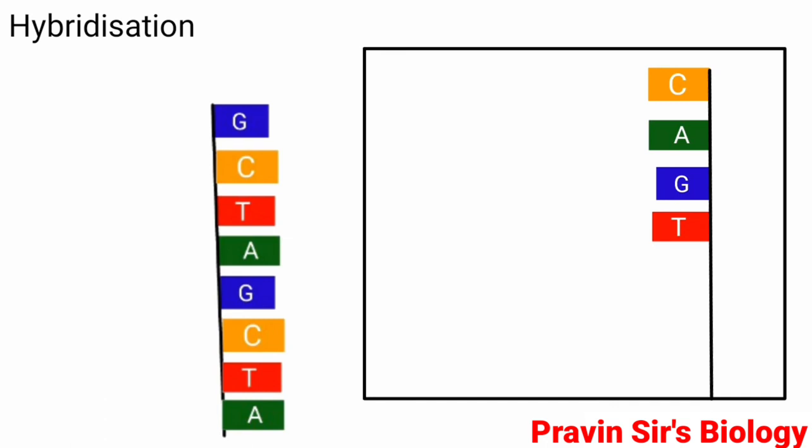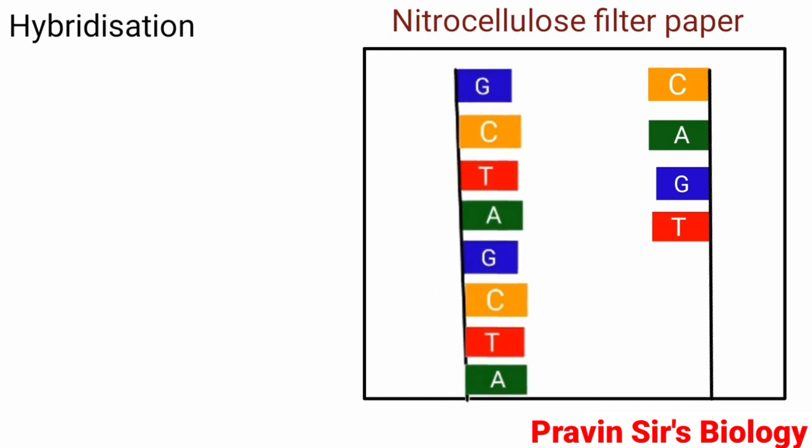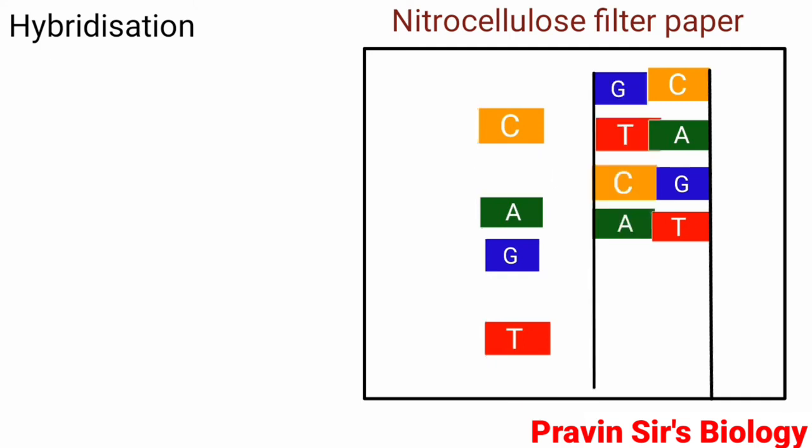Hybridization. Probe DNA is added to the nitrocellulose filter paper containing the host DNA. The single-stranded DNA probe pairs with the complementary base sequence of the host DNA strand. As a result, DNA-DNA hybrids are formed on the nitrocellulose filter paper. Remaining single-stranded DNA probe fragments are washed off.